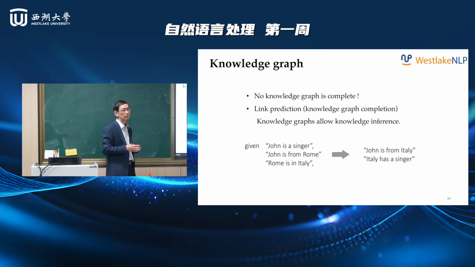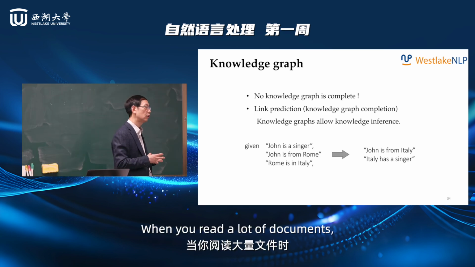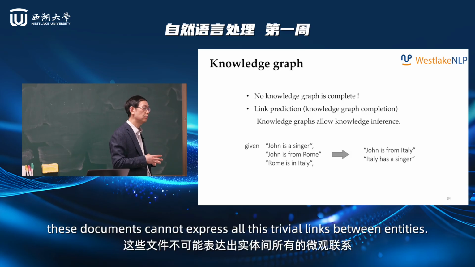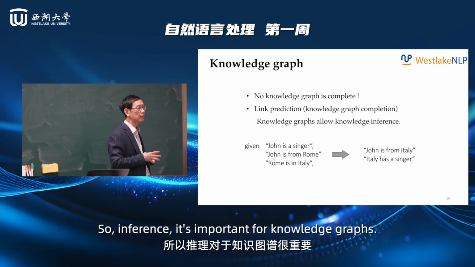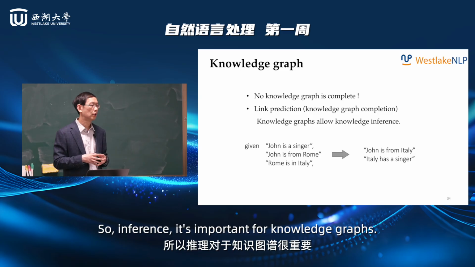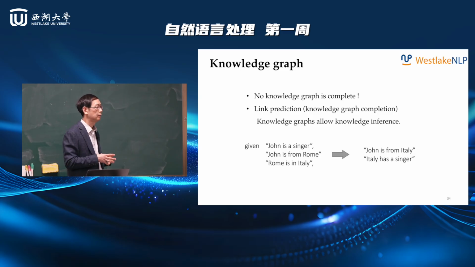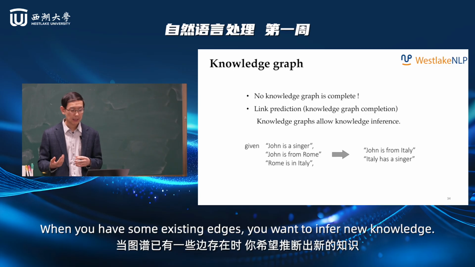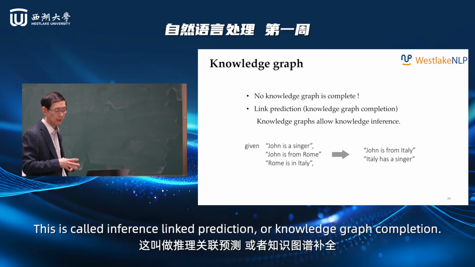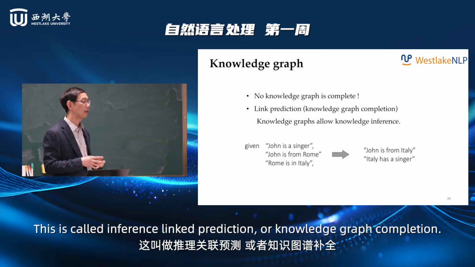All right? So when you read a lot of documents, these documents cannot express all these trivial links between entities. So inference is important for knowledge graphs. Okay. When you have some existing edges, you want to infer new knowledge. This is called inference, link prediction, or knowledge graph completion.